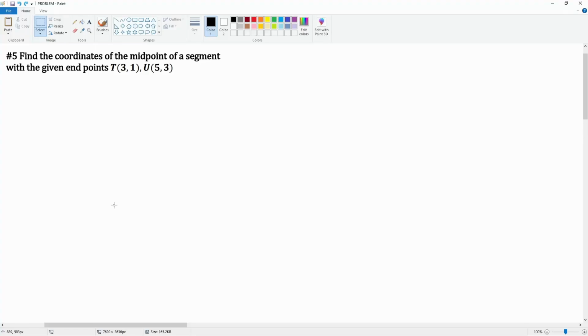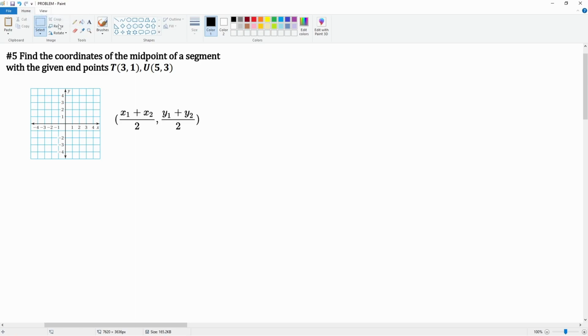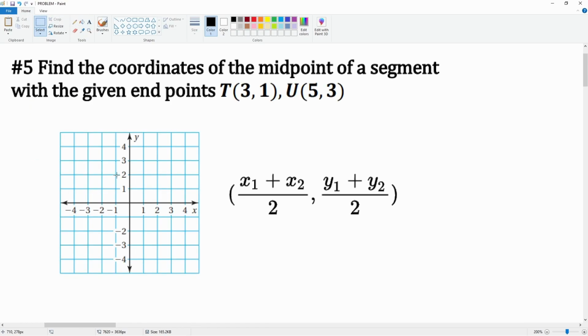Section 1, number 5, you're going to find the coordinate of the midpoint of a segment with the given endpoints T at (3, 1) and U at (5, 3). There are two ways to do this. One is you can graph it on a coordinate grid, and then from that grid you can find the midpoint, or you can use the equation. Here I'm going to do both, and I'm going to plot it for you first.